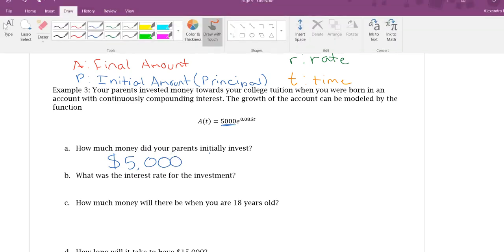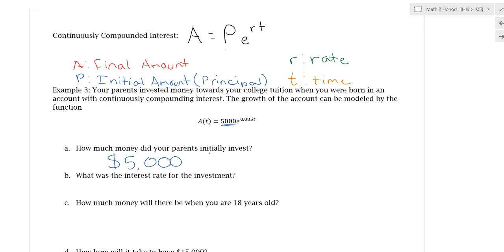What was the interest rate for this? Well, our rate is r, right? This is in a different place, but it's up here. So 0.085. All right, we move that decimal place twice to give us 8.5%.